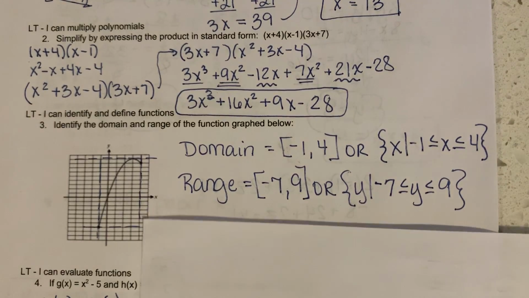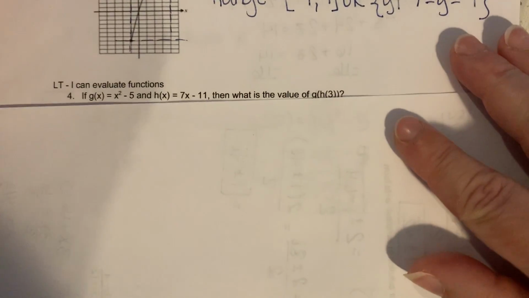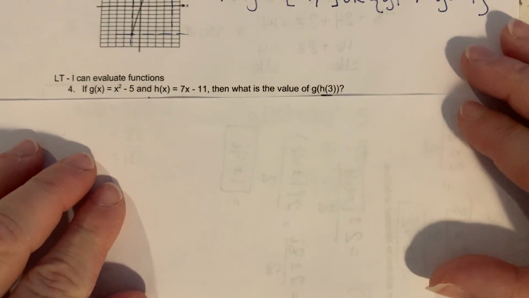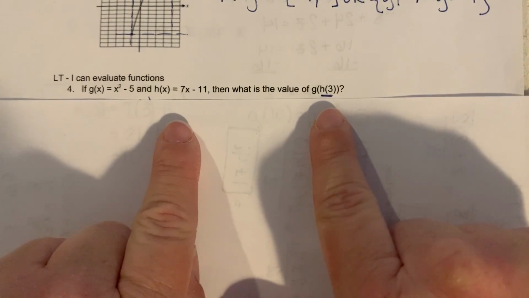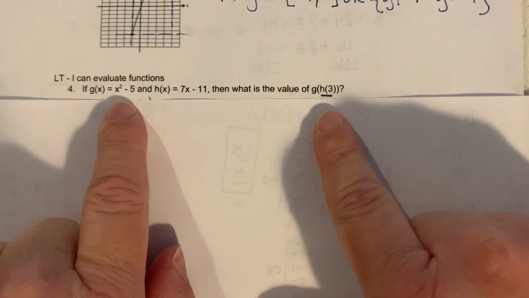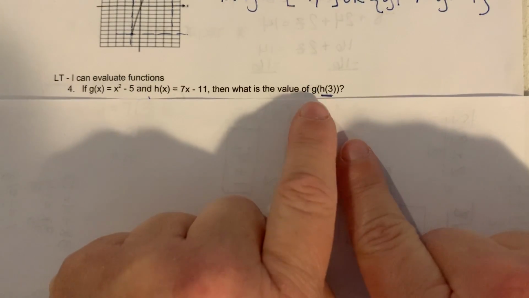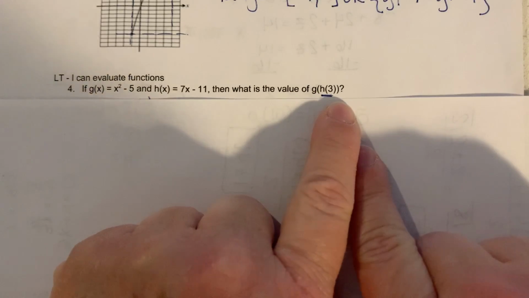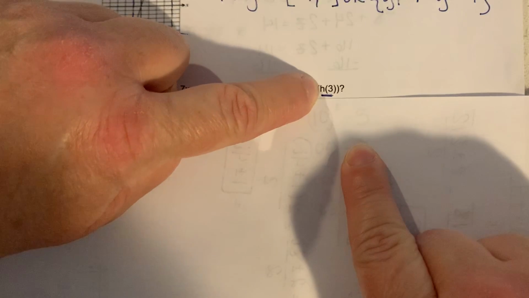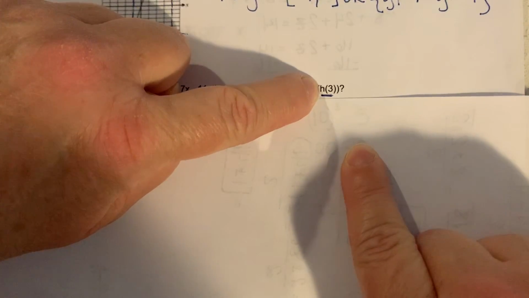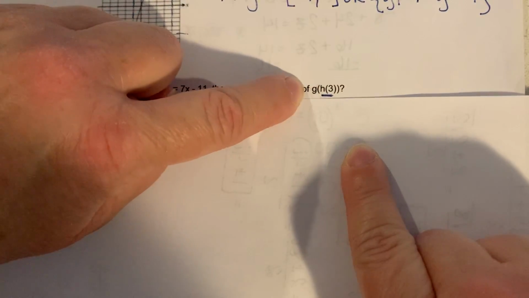All right, and then this one is evaluating functions. We're going to roll up a little bit here. A lot of you will remember this once we refresh your memory a little bit. Here's g of x and here's h of x. Those are two different functions. I want to know what is g of h of 3. So I have to go in and plug 3 into h first. I do the inside first. I plug 3 into the h function. And then when I get that answer, I take the answer and I plug it into g.